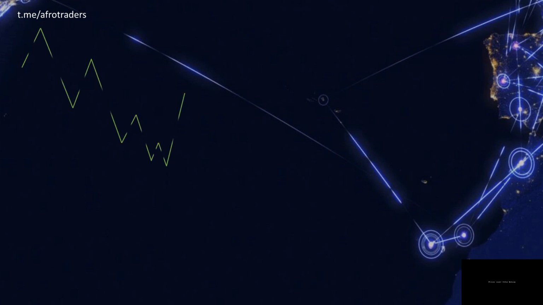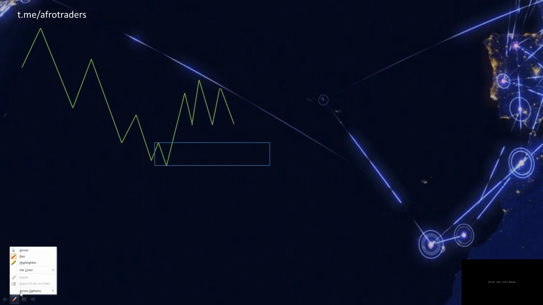For instance, we have the market moving to the downside, and we assume that this is a demand zone or an order block. Right now, price comes back, first attempt, fails to hit this demand zone, a second time, and a third time. So here liquidity has been built around this demand zone.